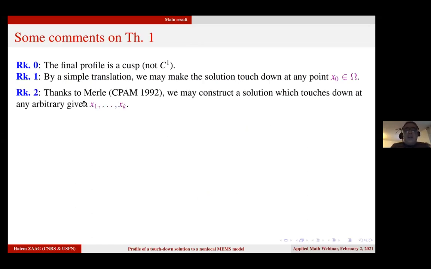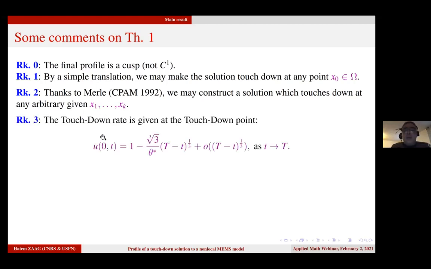Then we are also able to use a technique by Merle in CPAM 1992, an old paper, where he could start from a solution which blows up only at one point and then make some gluing to make the solution blow up at some arbitrary given points x1, ..., xk, an infinite number, with any points chosen in this domain.